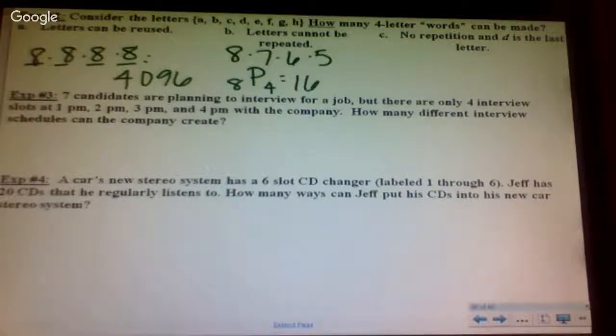So 1680, perfect. And finally, no repetition, but D is your last letter. If D has to be my last letter, my last one has how many options? 1. Okay? How many options do I have for the first one? 7. Why 7? Because I've already used D in the last spot. So 7, 6, and 5. Fantastic. There's 210 options.